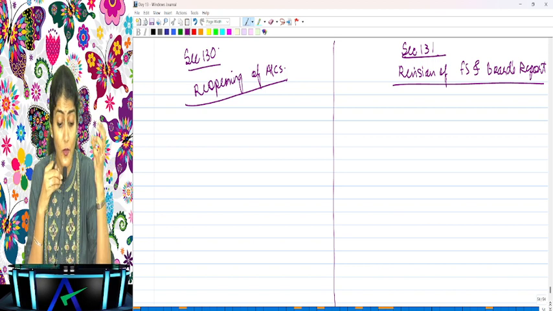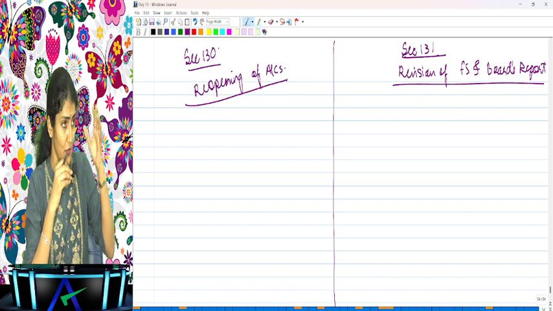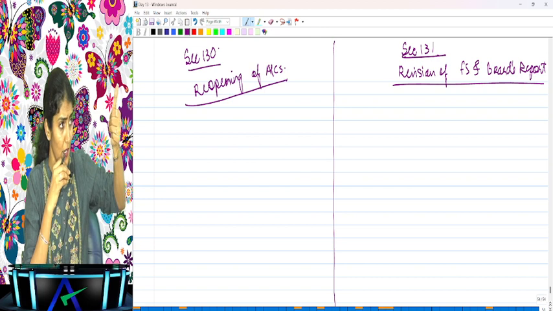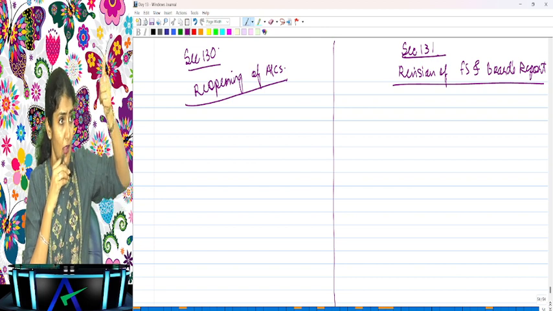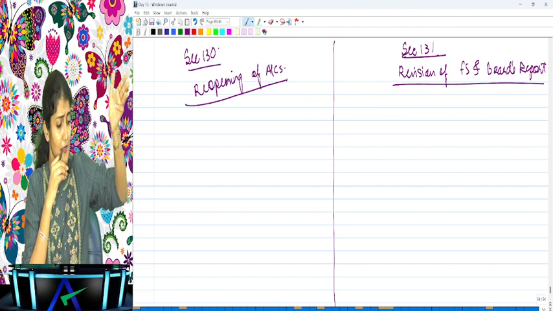Now, reopening of the accounts. Books of account, do you know that? Did we study the definition? What is the definition? Cash book, trading account, balance sheet, and cost records if prescribed by the central government.